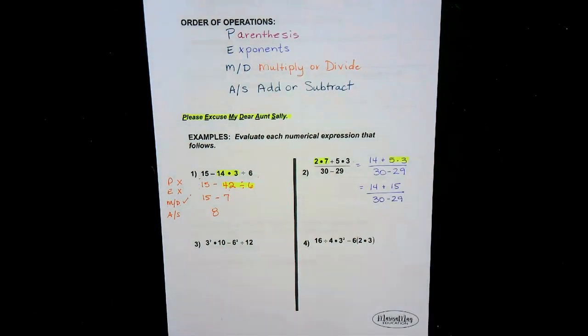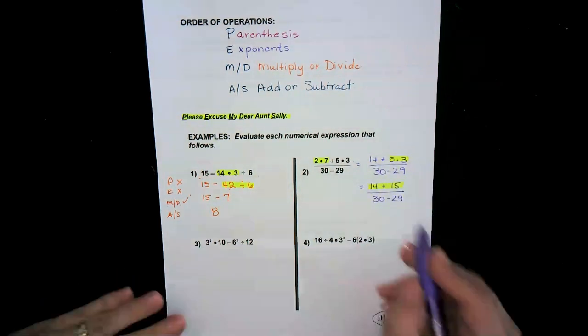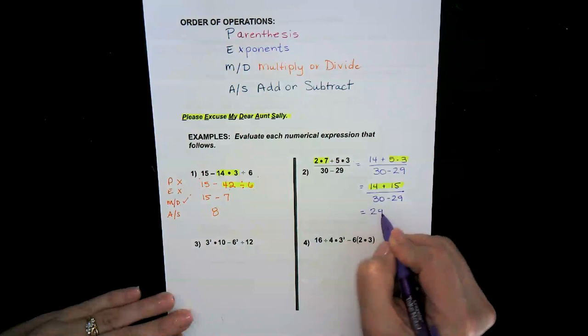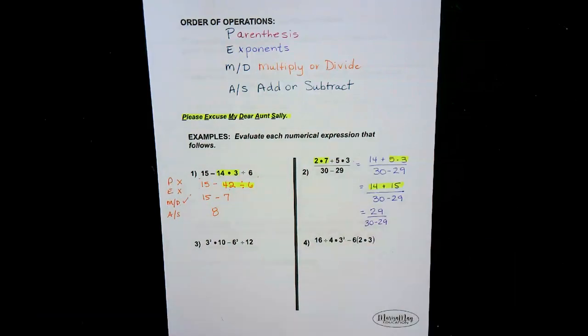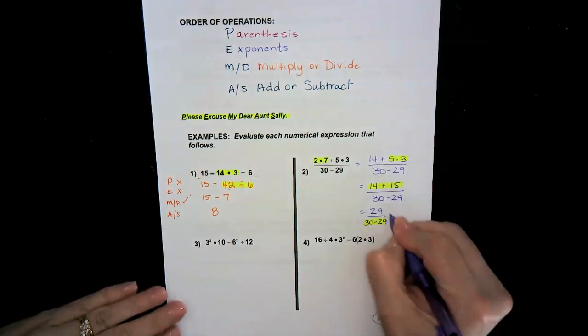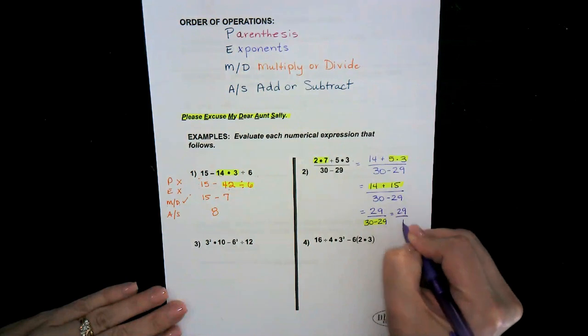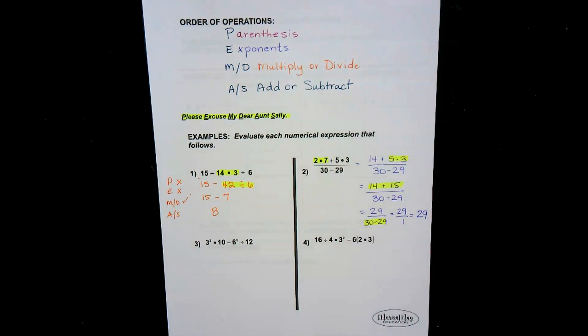Okay, still working on the top. Now I'm going to do my add or subtract, which gives me 29. And again, I'm leaving the rest of the problem the same. Now I'm ready to look at the bottom to do that subtraction. 30 minus 29 gives me 1. 29 divided by 1 is 29. So that's my final answer there for that problem.